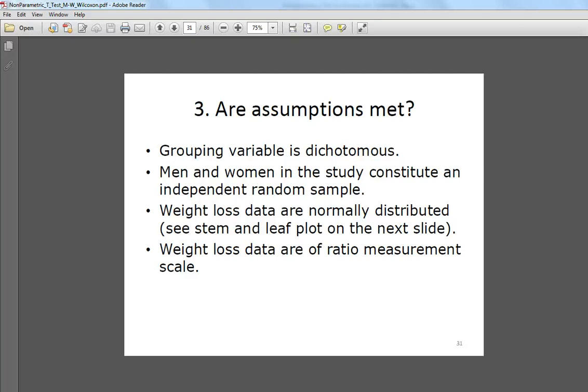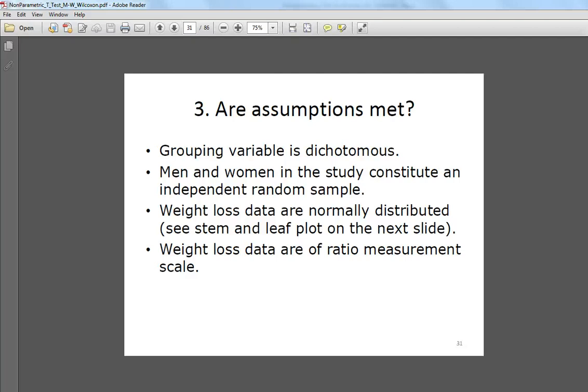There's equal chance to be selected as part of the study. And then weight loss data are normally distributed. Well, we will see this stem and leaf plot on the next slide to check whether our weight loss data are normally distributed. And then the other assumption that must be met is that weight loss data are of ratio measurement scale or interval type of data.